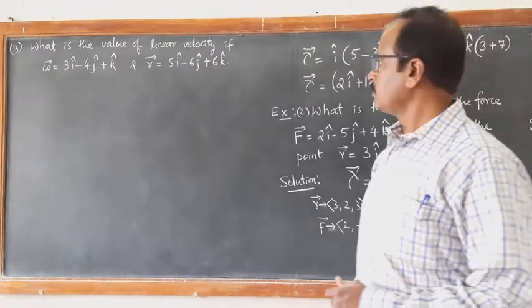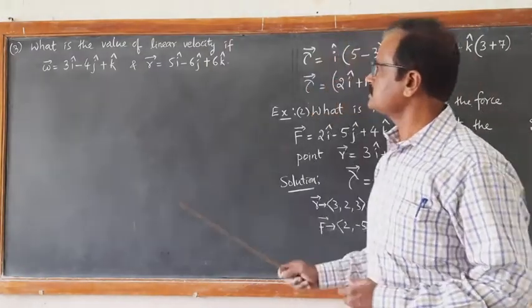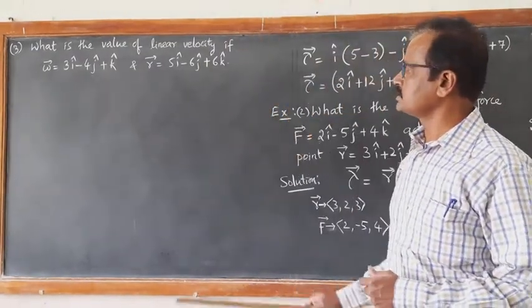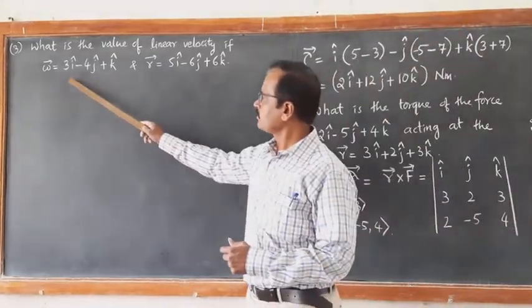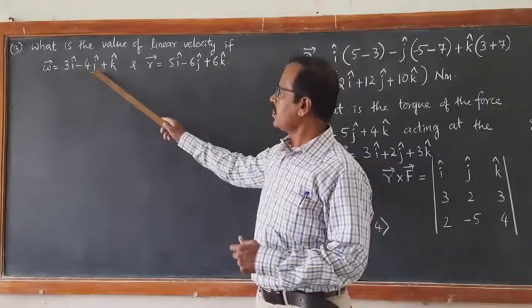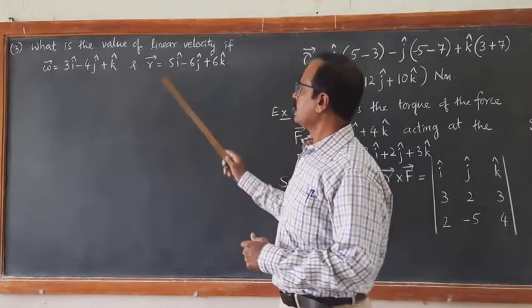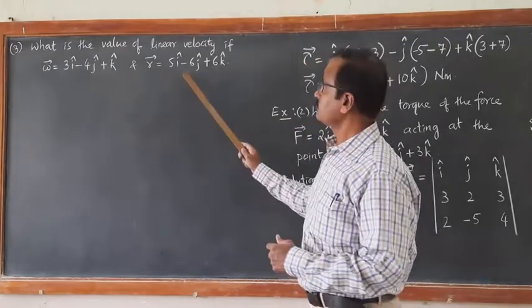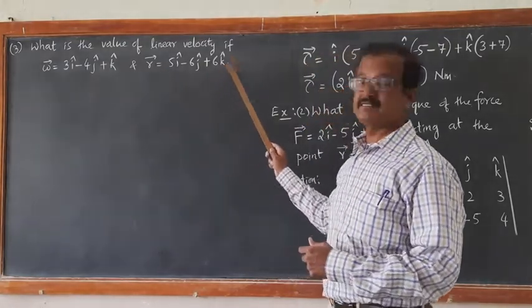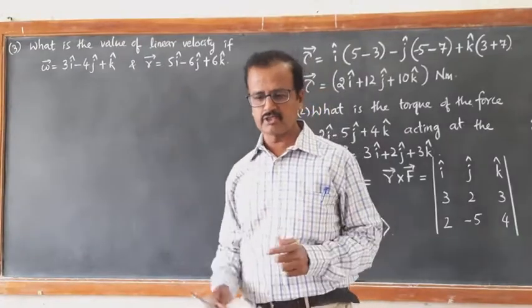Let us solve one more similar problem: what is the value of linear velocity if angular velocity is 3i minus 4j plus k and the position vector is 5i minus 6j plus 6k? This is also a similar problem.